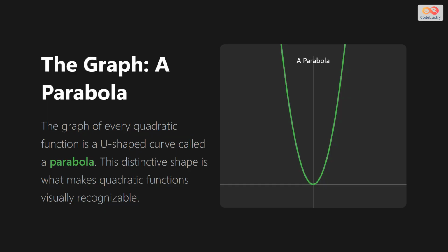When you graph a quadratic function, it doesn't create a straight line. Instead, it forms a smooth, U-shaped curve. This signature shape is called a parabola. Every quadratic function, no matter the numbers involved, will always produce a parabola.